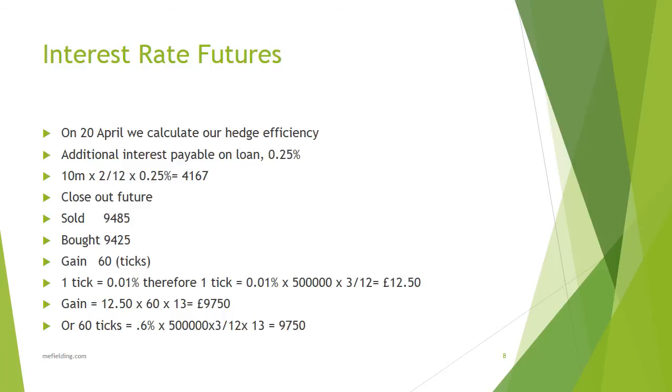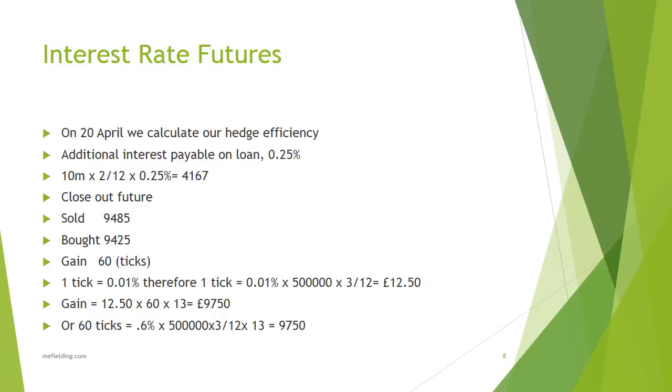But what does a tick actually mean? Right, well have a look therefore at what they are. 9485. Remember that the price is 100 minus the interest rate. So in fact, even though it's usually quoted, if you go online, you'll see it quoted as 9485. It means 94.85. Yep, so 94.85.